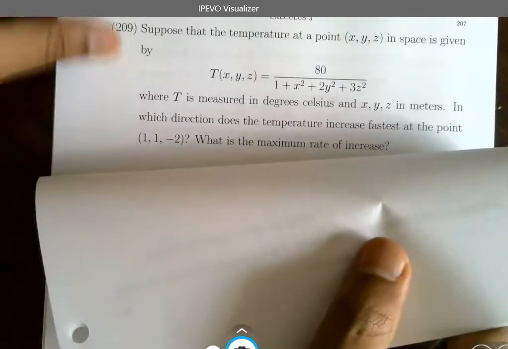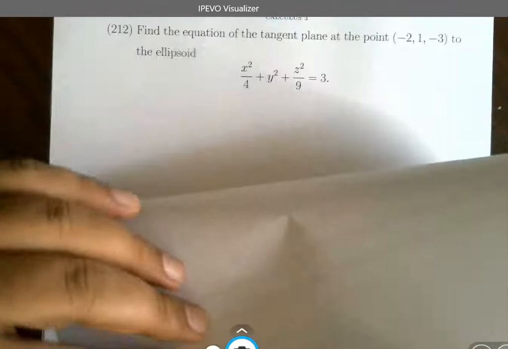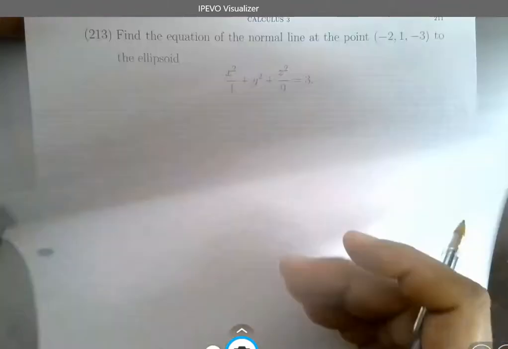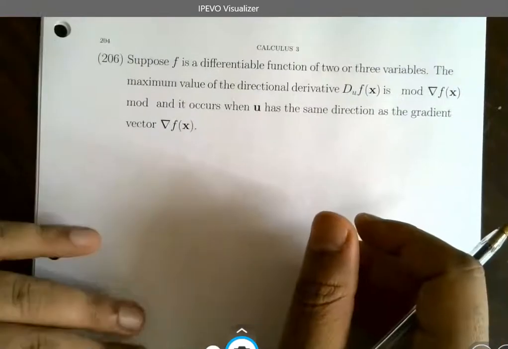I need to go all the way till, what is that? I'm on page 204. I need to go all the way till page 210. So 6 more pages or 7 more pages. Let's see how far we get through it.